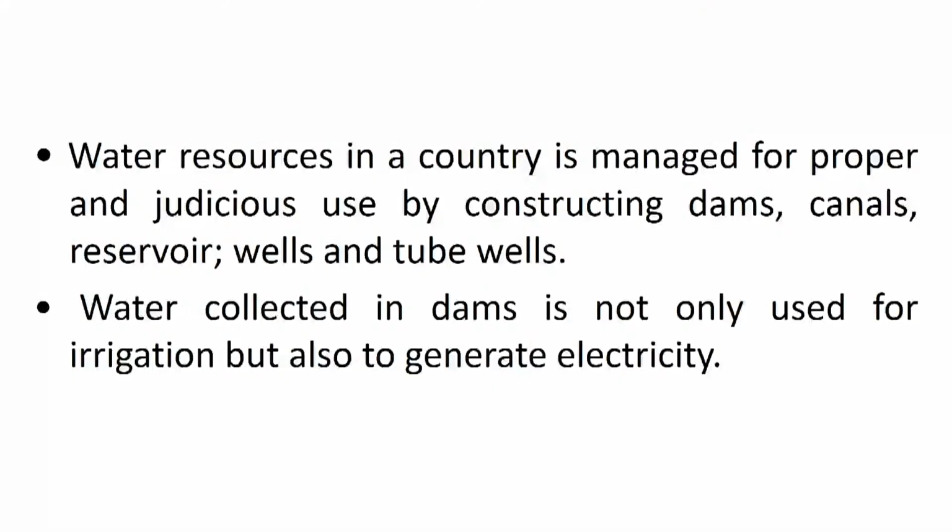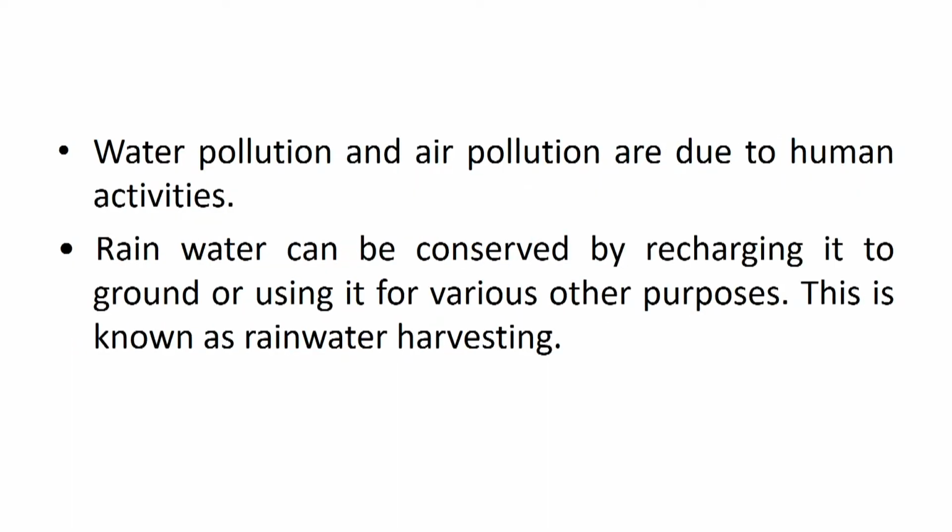Water resources in a country are managed by proper and judicious use by constructing dams, canals, reservoirs, wells and tube wells, and water collected in dams is used not only for irrigation but also to generate electricity. Water pollution and air pollution are due to human activities, and rainwater can be conserved by recharging it to the ground or using it for various other purposes, and this is known as rainwater harvesting. So this is all about water.